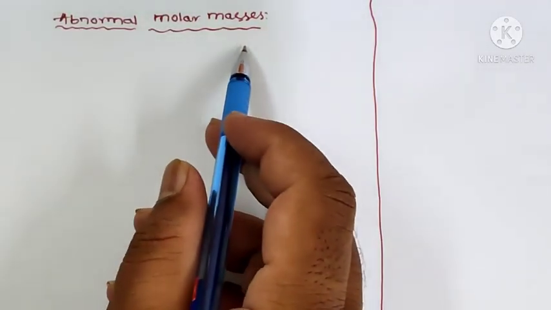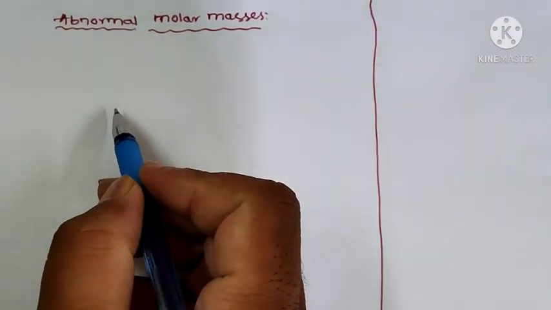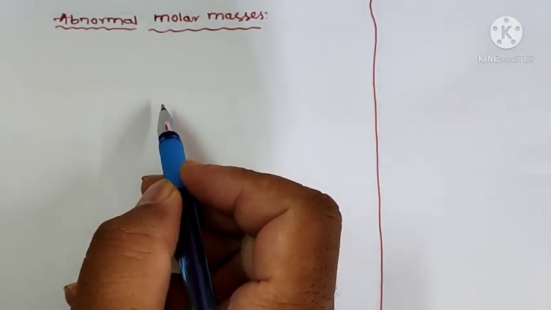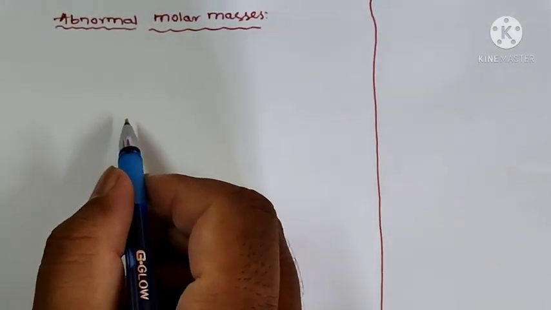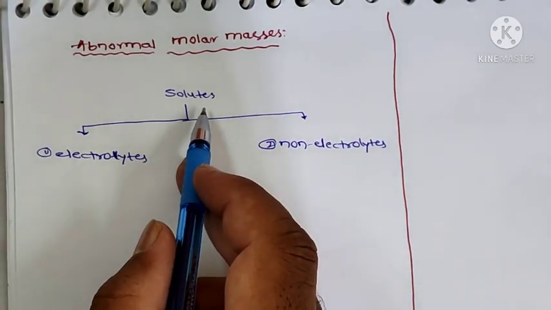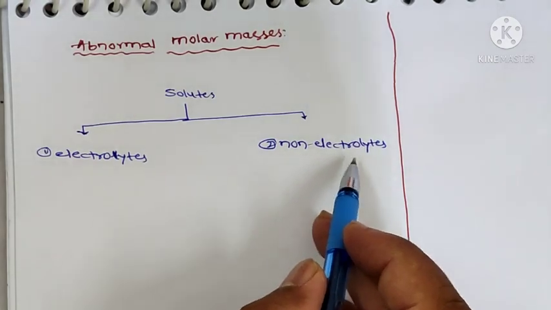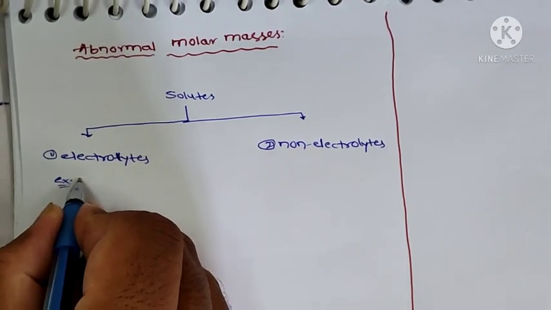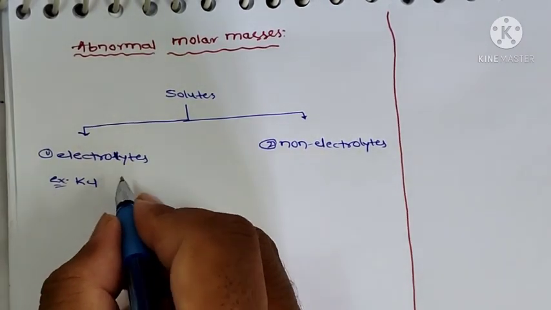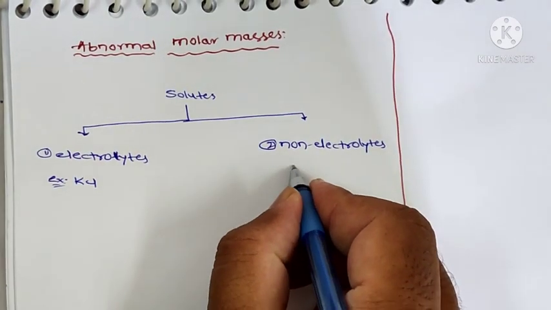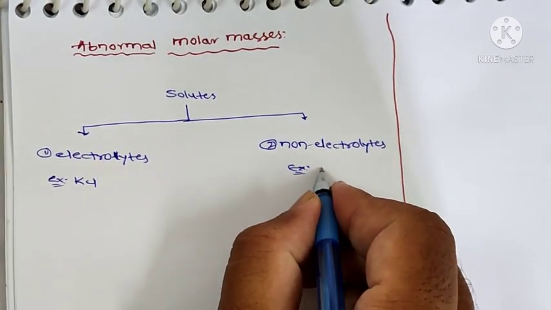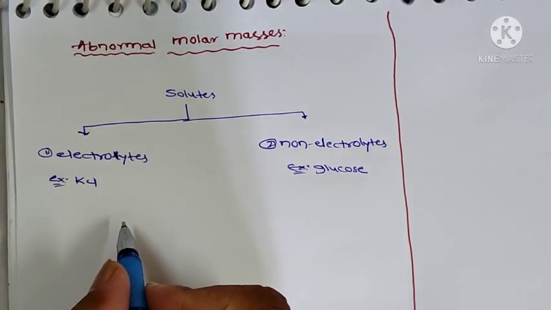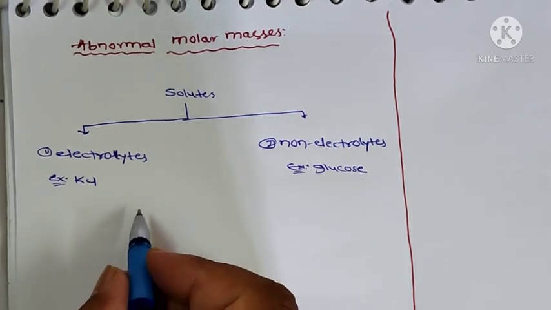Next one, abnormal molar masses. The colligative properties depend on the number of solute particles but not on their nature. We know that solutes are of two types, electrolytes and non-electrolytes. Electrolytes, example KCl, and non-electrolytes, example glucose. And the colligative properties are four types. We know that.